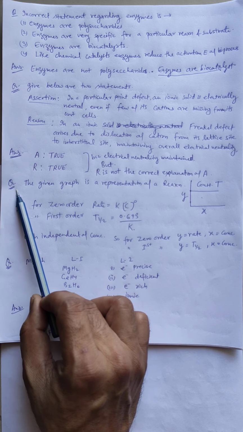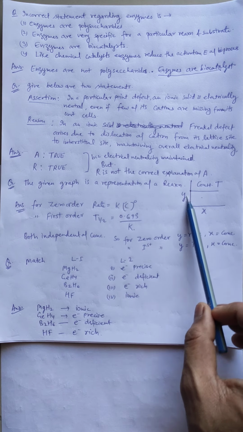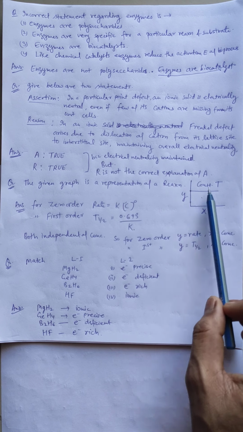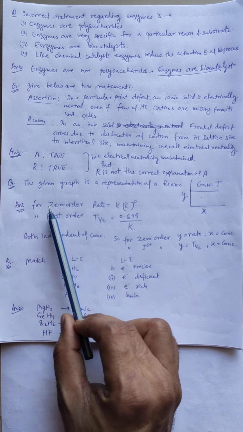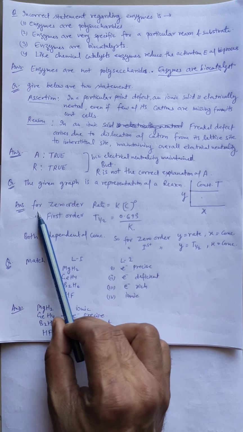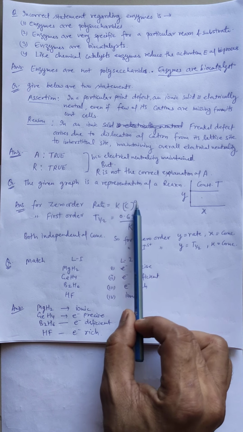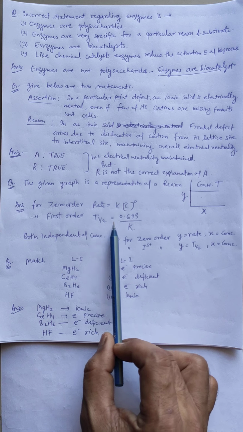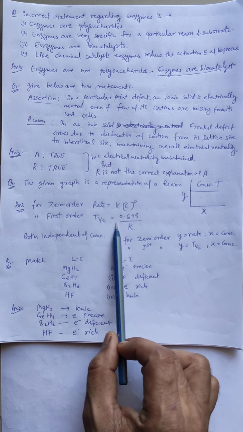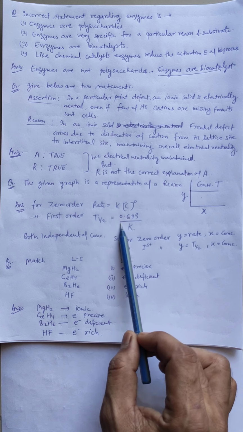Now the next question is, the given graph is a representation of a reaction, with X and Y at constant temperature. For a zero order reaction, rate is equal to k times concentration to the power 0. For a first order reaction, t half is equal to 0.693 upon k. So both are independent of the concentrations.